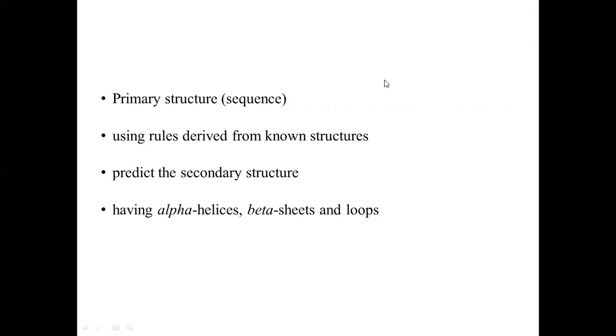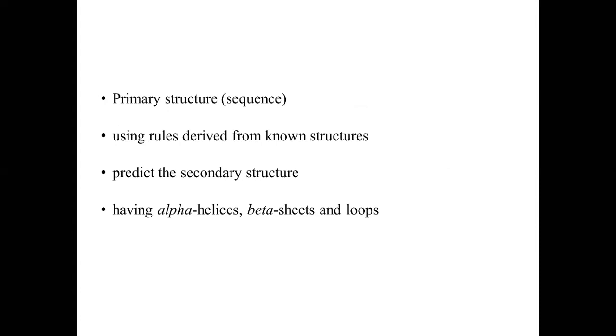What is primary structure? We already discussed that the linear amino acid sequence of a protein is known as primary structure. Then we have, using rules derived from known structures, predict the secondary structure having alpha helices, beta sheets, and loops. So for secondary structure prediction, first of all, we need a primary structure, that is the sequence of amino acids of a protein. Then we have rules that we derived from the known structures.